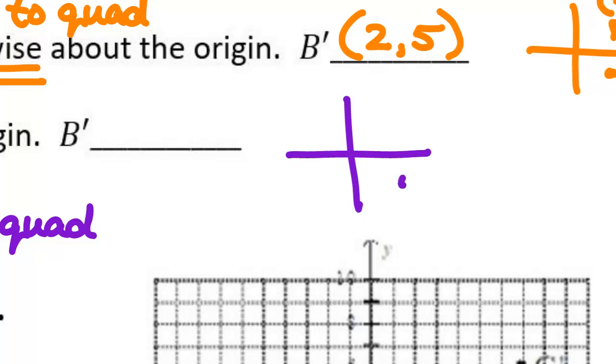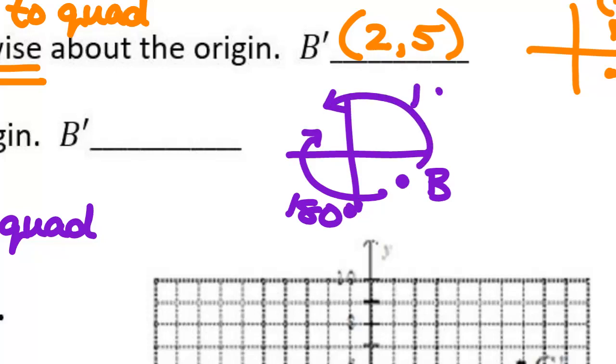All right, so one more time. Point B is over here in the third quadrant. Notice it doesn't say whether I'm going clockwise or counterclockwise, because if I'm going halfway around the clock, I'm going to land in the same spot either way. 180 degrees. Or I could go this way, 180 degrees. Either way, I land over here in the second quadrant.